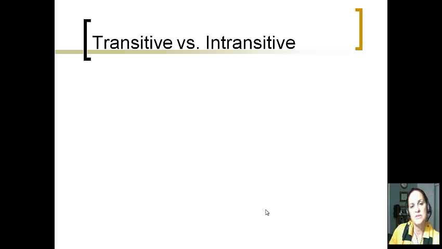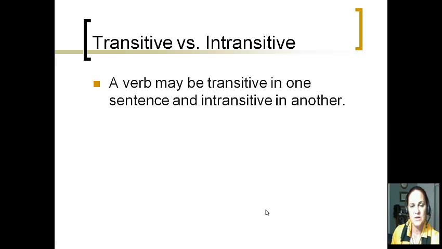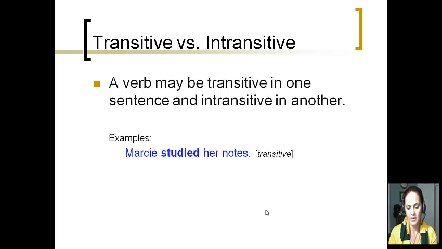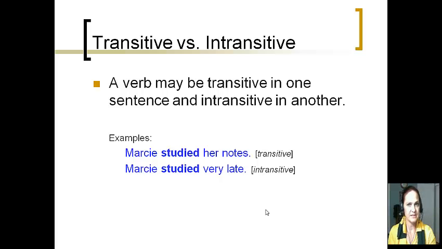So now, transitive versus intransitive. Sometimes you can have a verb that in one sentence will be transitive, while in another sentence it will be intransitive. So you have to take each sentence alone and analyze it to determine whether the verb is intransitive or transitive. Example: Marcy studied her notes. My subject here is Marcy. Marcy did what? She studied, so that's my verb. Studied what? Her notes. So in my first example, the action of studied passes to the notes, so it's transitive.